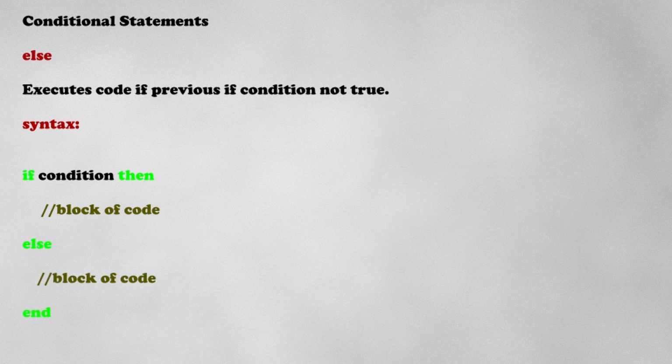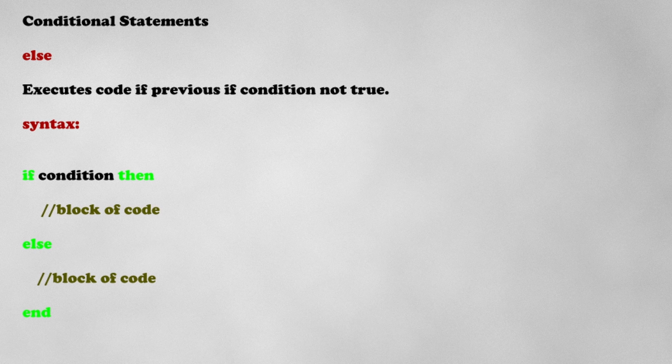Else statement executes code if the previous if condition is not true. Let's see its syntax. If condition then block of code. Else block of code. End. If you observe the else block, we didn't mention any condition because it doesn't need any condition. If the above conditions are not satisfied, then the else block automatically executes.